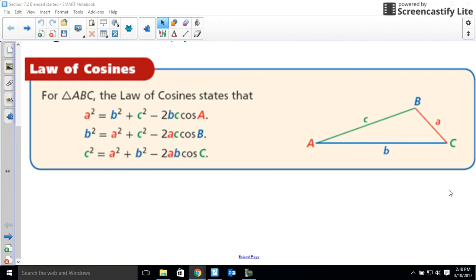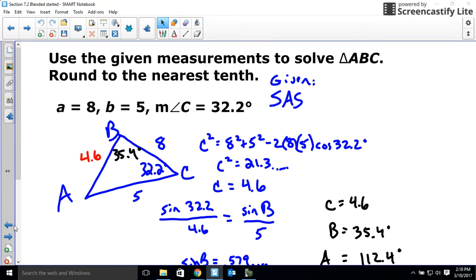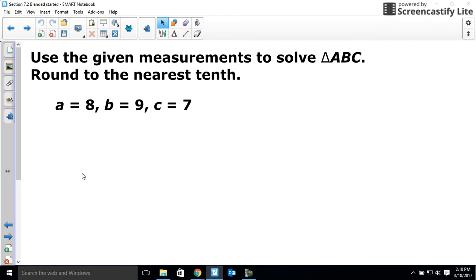Now I'm going to take you through a different scenario that you could be given. The last thing that I talked about using the law of cosines was when you were given two sides and an angle, and that angle was between those two sides. We call that side angle side. The next thing I want to talk about is if you are given three sides to a triangle.